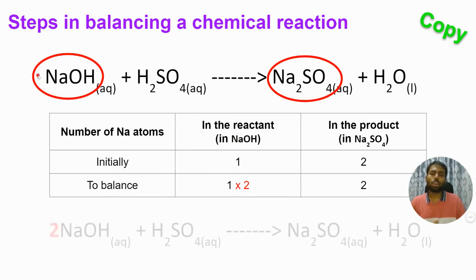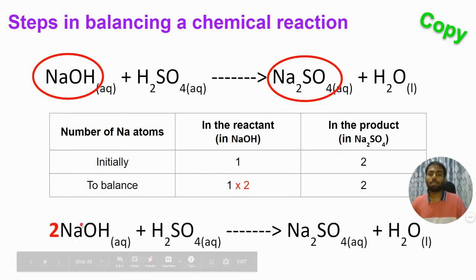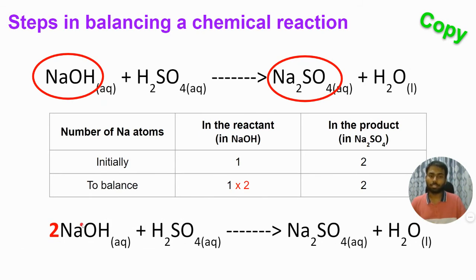Okay. So how will my equation look like? 2 NaOH I will write instead of just NaOH. So my step number 3 has been done. Okay, step number 3 is done. तो step number 3 के end में क्या लिखा होता है? Just check whether the equation is already balanced. कभी कभी step number 3 में equation balance हो जाता है.